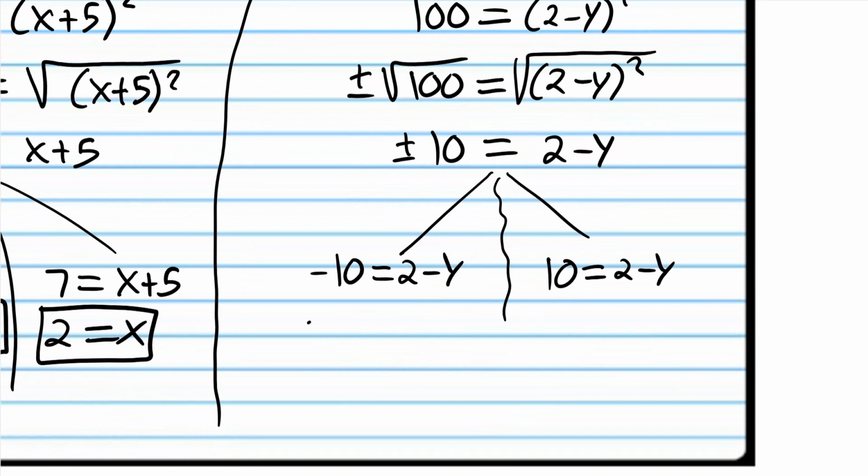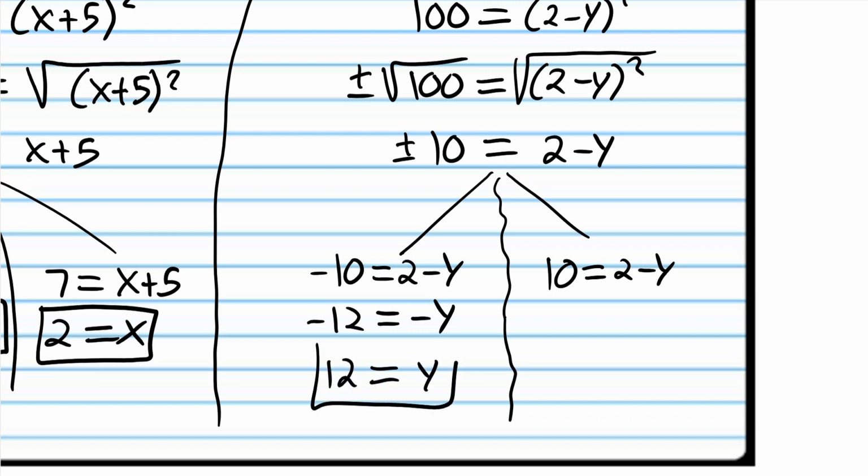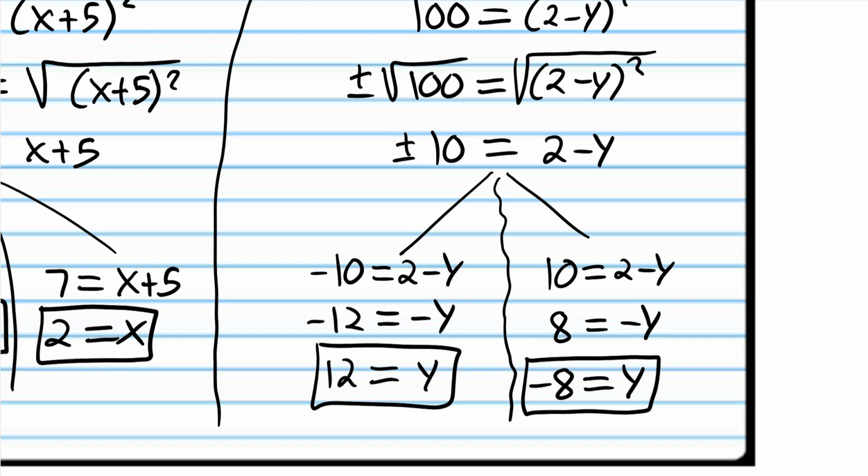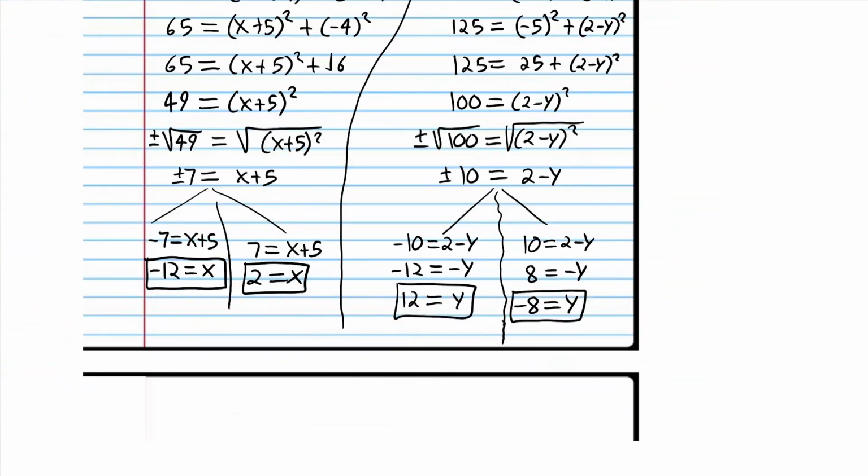So subtract 2 from both sides, we get negative 12 equals negative y. And divide both sides by negative 1, and we get y is equal to 12. That's one of our solutions. Subtract 2 from both sides, we get 8 is equal to negative y. Divide both sides by negative 1, and y is equal to negative 8. That's the other solution. So if you got that answer, good job.